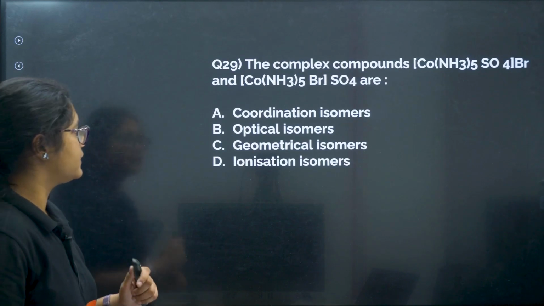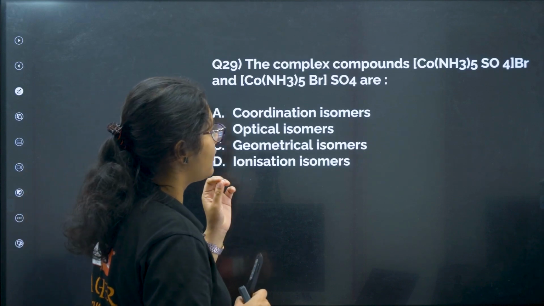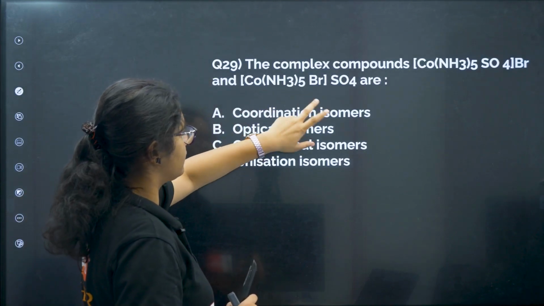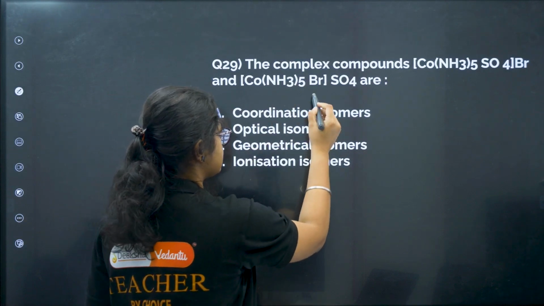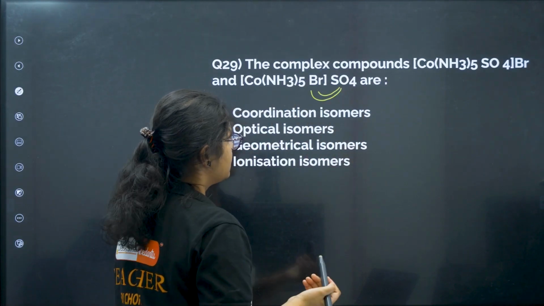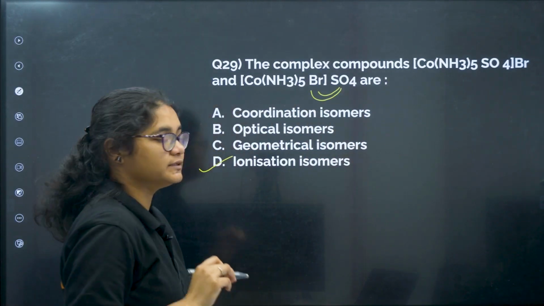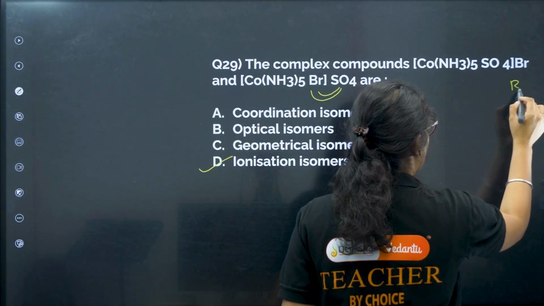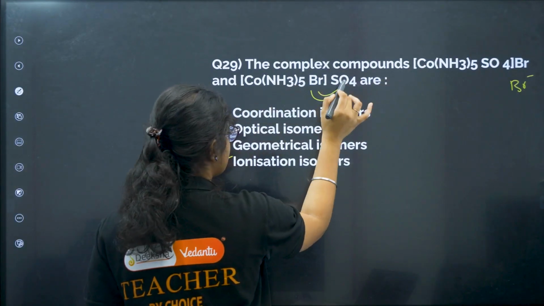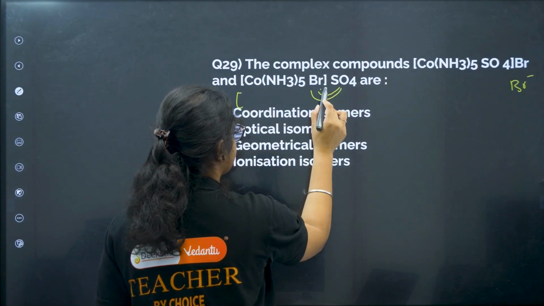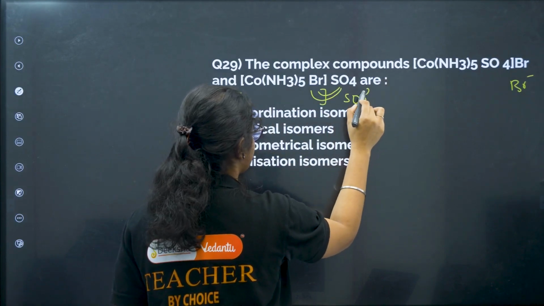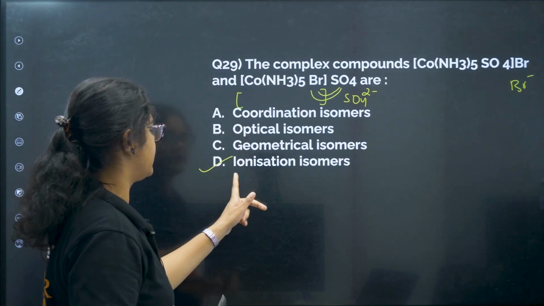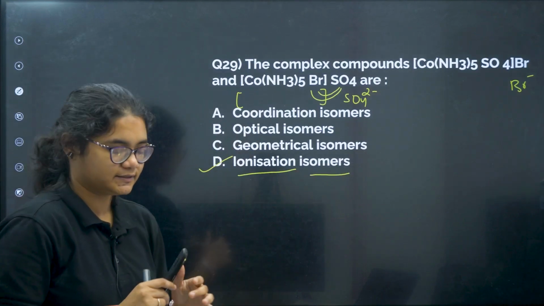Now coming to question number 29. In the complex compounds [Co(NH3)5Br]SO4 and [Co(NH3)5SO4]Br, there is an exchange of these two groups, and these are called ionization isomers. Why? Because once you put this in water, we'll get this as 1 ion and Br minus as 1 ion. Here, if you dissolve this one in water, we'll get this as 1 ion and SO4 2 minus as 1 ion, right? So that is why these two are related as ionization isomers.